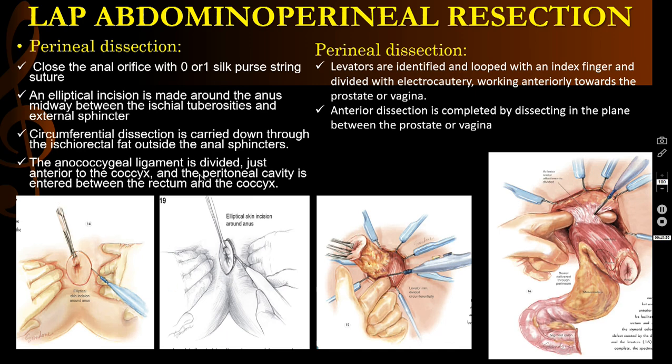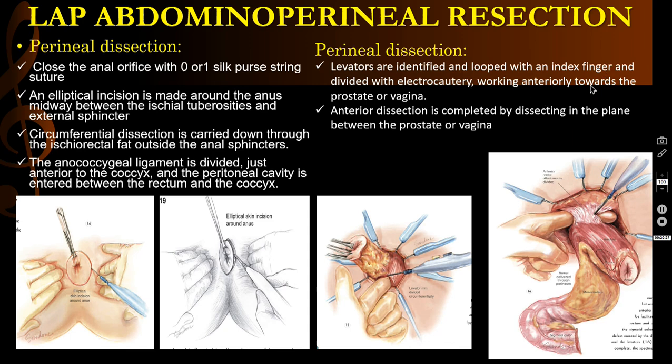The anococcygeal ligament posteriorly is divided just anterior to the coccyx, and the peritoneal cavity is entered between the rectum and the coccyx posteriorly here. Now, the levators are identified and looped with an index finger. This is what you are seeing in this picture. Here you have to put your index finger inside. This is the levator muscle, and you have to divide it with electrocautery.